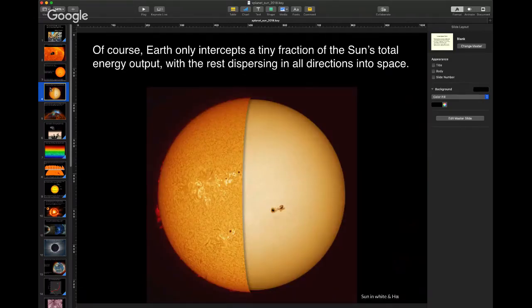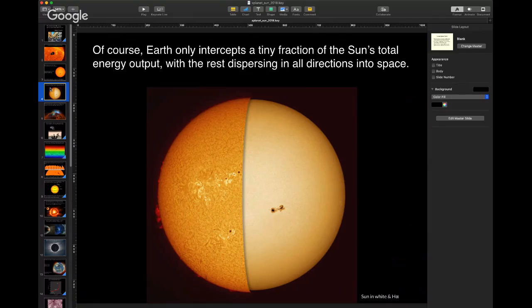And of course, the Earth itself only intercepts a tiny fraction of the sun's total energy output. In fact, I believe we've had a couple of assignment questions on this. Every square meter of Earth intercepts about 1,000 watts. So we get about 1,000 watts per square meter, the so-called solar constant. And that's to be compared to the 10 to the 26 watts that comes out. And so the sun disperses in all directions.